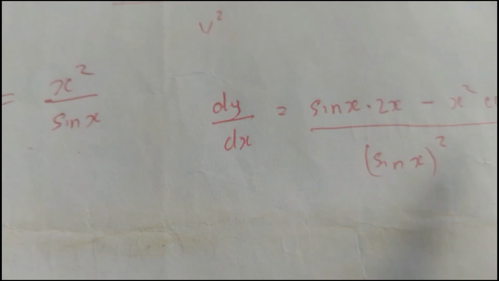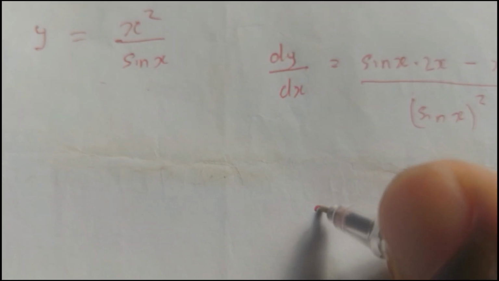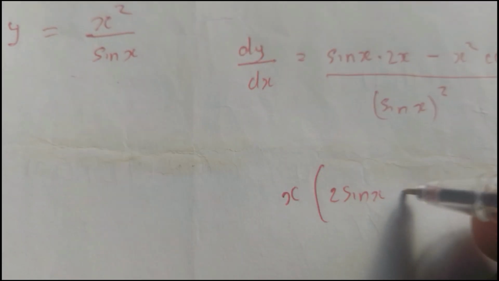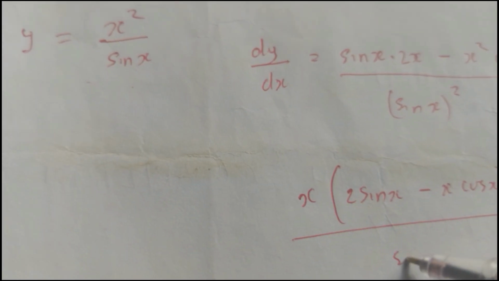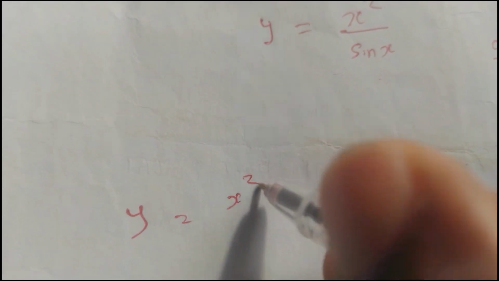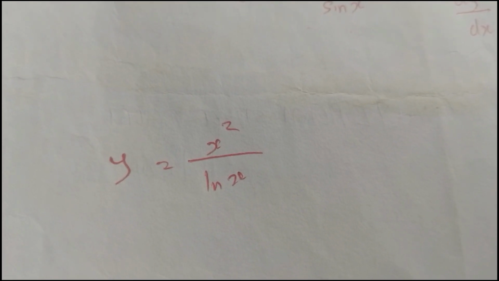Alright, so let's factorize here. x is common there. We have x into brackets 2 sine x minus x cos x all over sine squared x. So this will be the final answer. Now go ahead and try this one. y is equal to x squared over ln x. Feel free to pause the video and try this one.